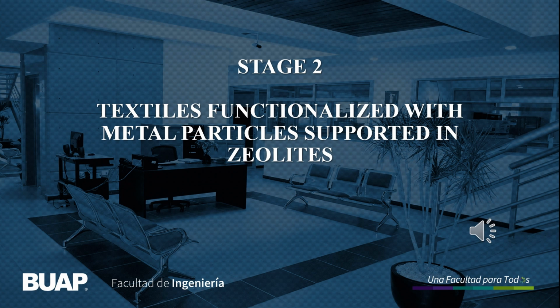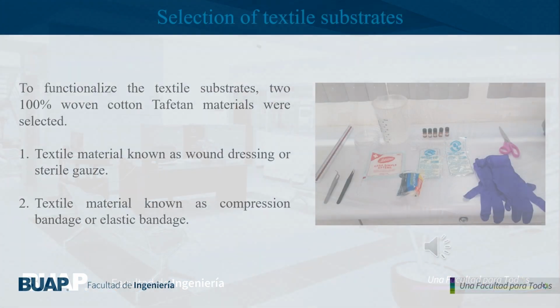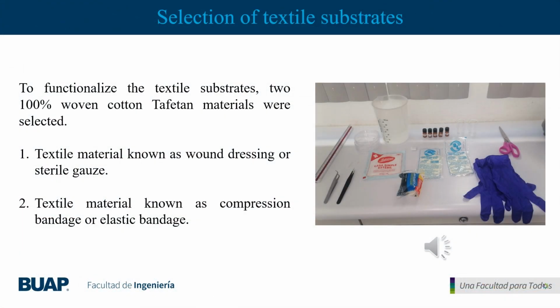Stage 2. Textiles functionalized with metallic particles or zeolites. In Stage 2, the selection of textile substrates was made. To perform the functionalization of the textile substrates, two 100% cotton taffeta fabric materials were selected. The first of these was a sterile gauze as a dressing to protect wounds, and the second textile material was a compression bandage, also known as an elastic bandage.